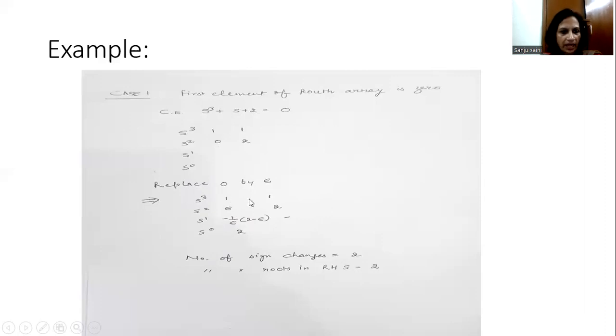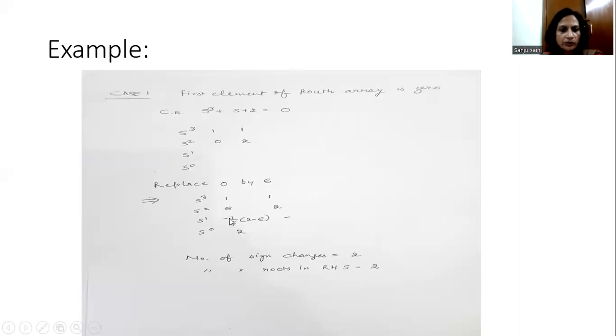Then we'll get the value of these quantities as epsilon tends to 0. When epsilon tends to 0, this is positive, and this is negative. So the sign sequence is positive, positive, negative, then positive. So the total number of sign changes is equal to 2. So the number of roots of the characteristic equation lying in the right half of the S-plane is also 2, so the system is unstable. Whenever the first element of the Routh array becomes 0, we replace it by a small number epsilon, then complete the Routh array.